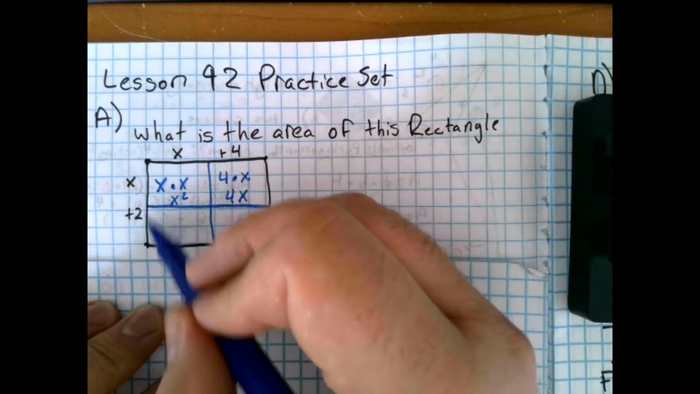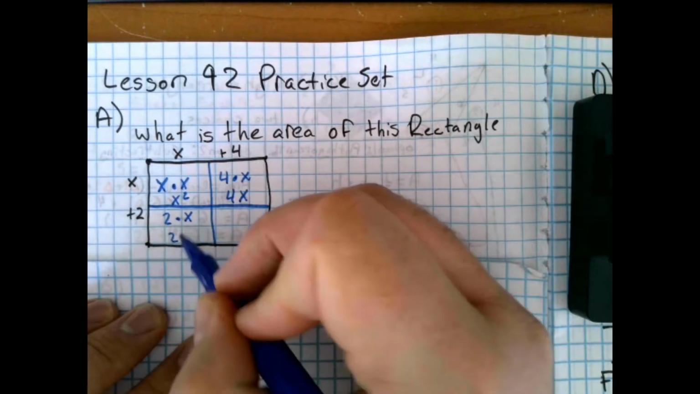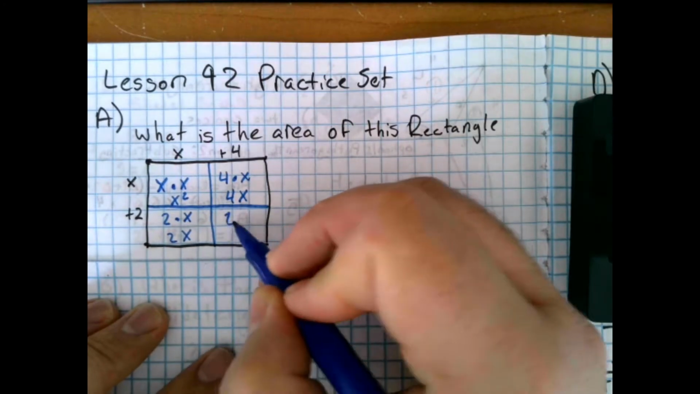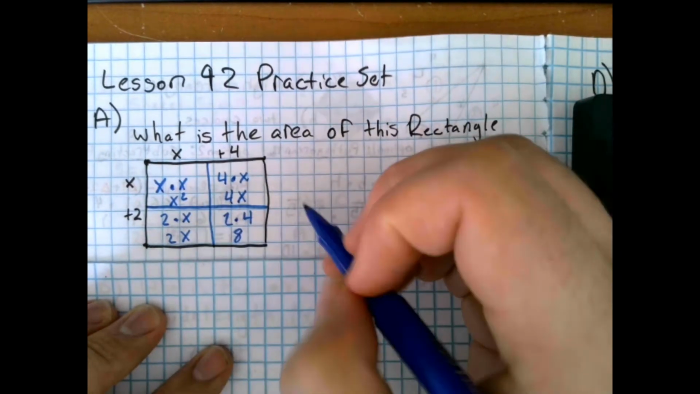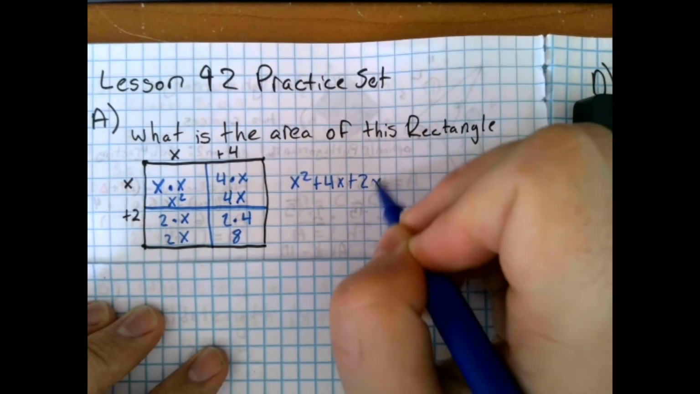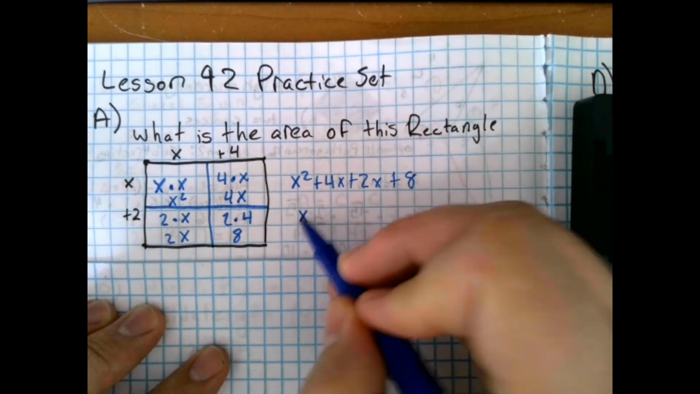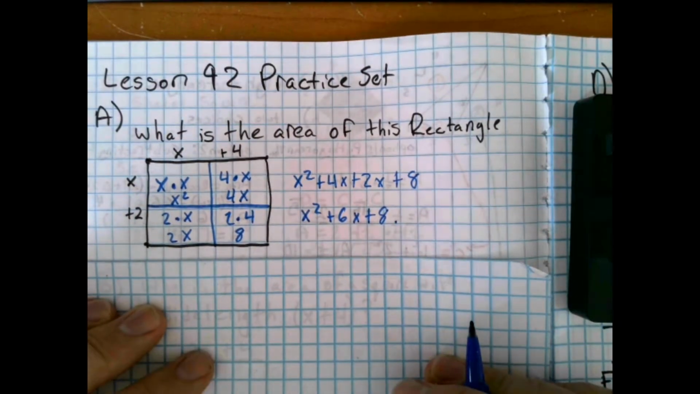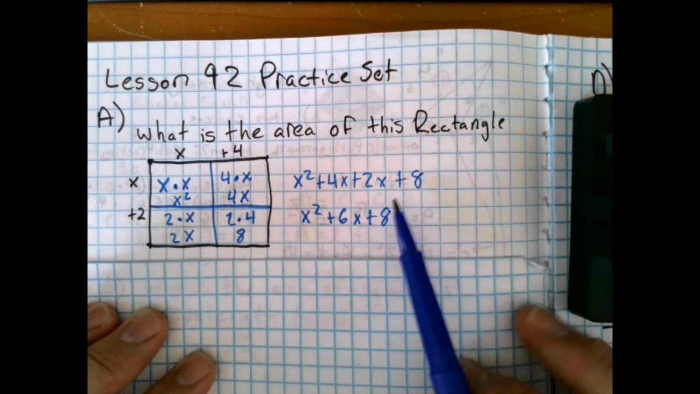This one has a width of 2, but a length of x, so it's 2 times x, or 2x. And this has a width of 2 and a length of 4, so it's 2 times 4, or 8. All of these are positive, so we have x squared plus 4x plus 2x plus 8. These are like terms, so we can combine them to get x squared plus 6x plus 8 as our final answer. This trinomial is the binomial expansion of these two binomials.